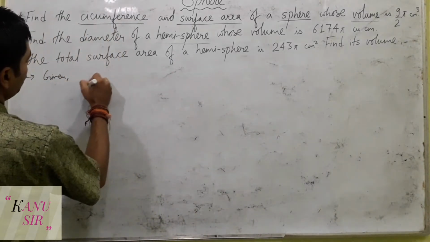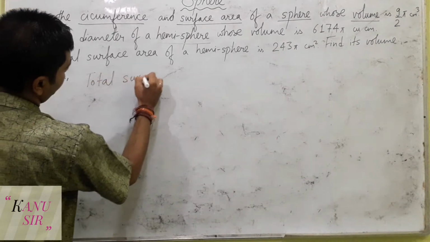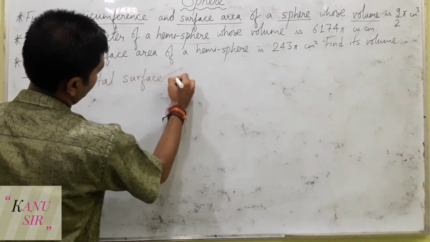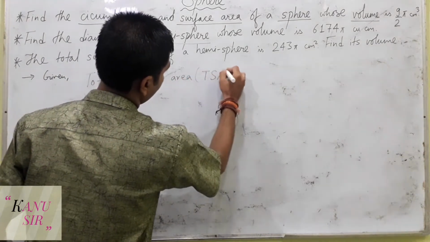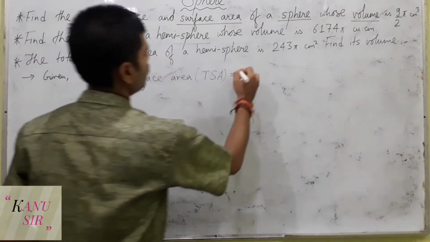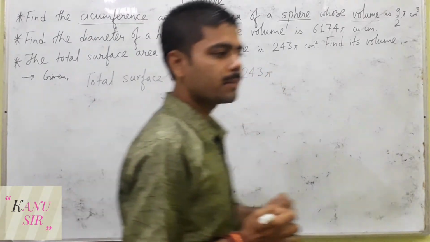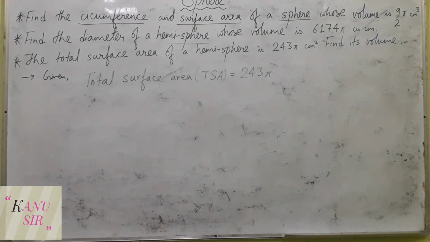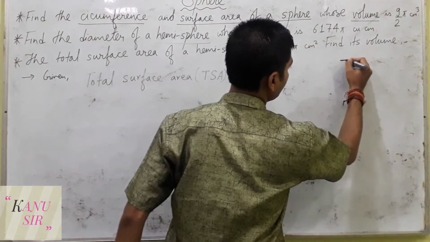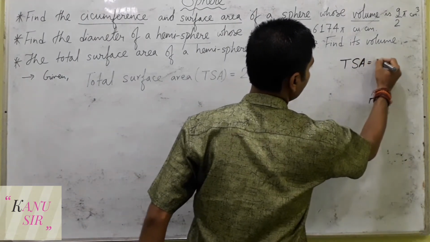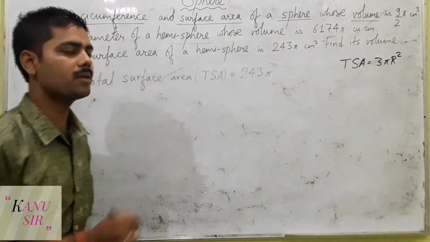So we'll write the total surface area, TSA, that is 243 pi, but it is about the hemisphere. We must remember the formula of the TSA of a hemisphere, that is 3 pi r square.